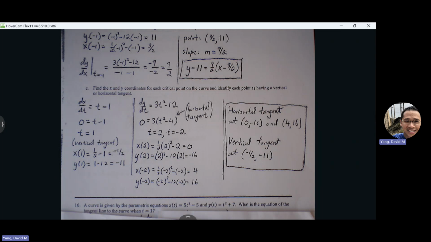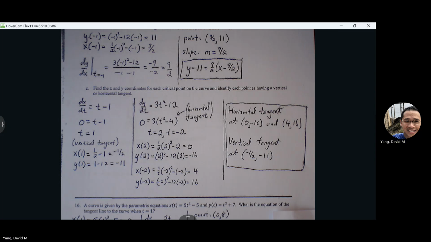Okay, last one here. Let's try number 16 on page 5. So build your derivative, y prime over x prime. Plug 1 in for t to get your ordered pair, plug 1 into the derivative to get your slope, and then point-slope form. See if we can finish up number 16.